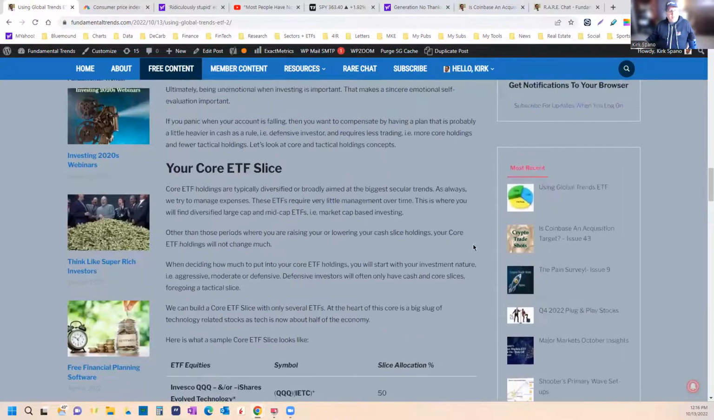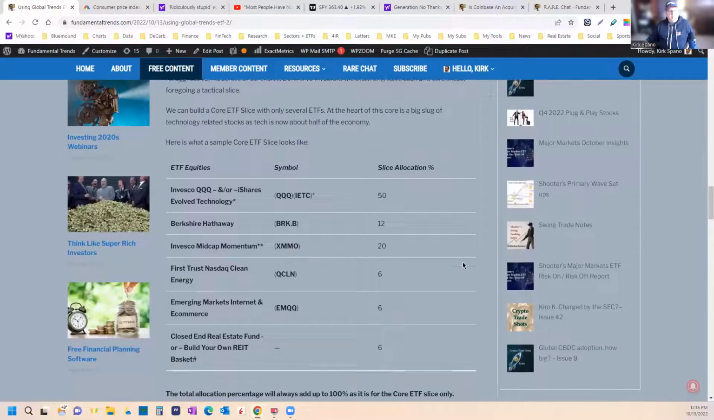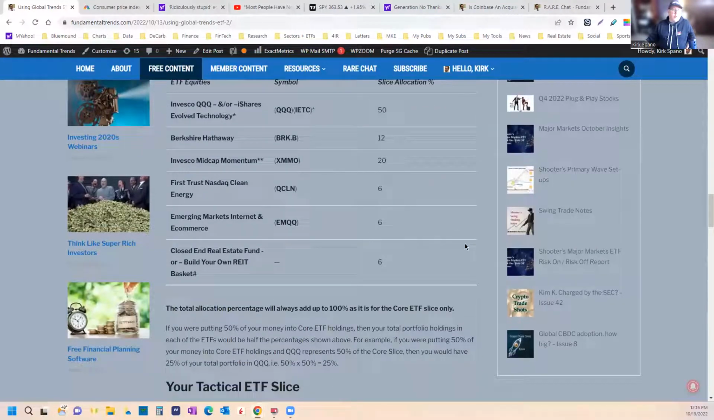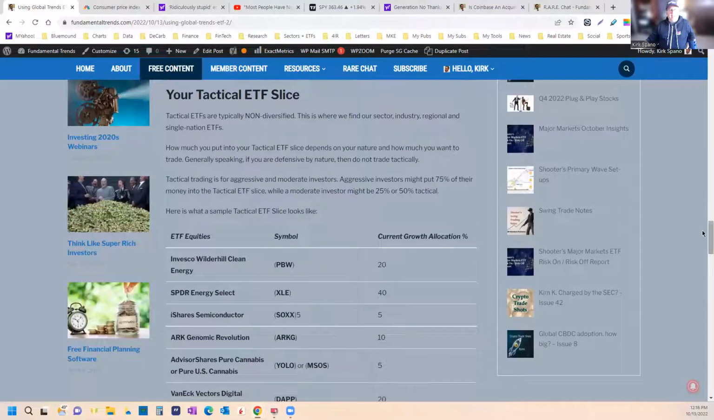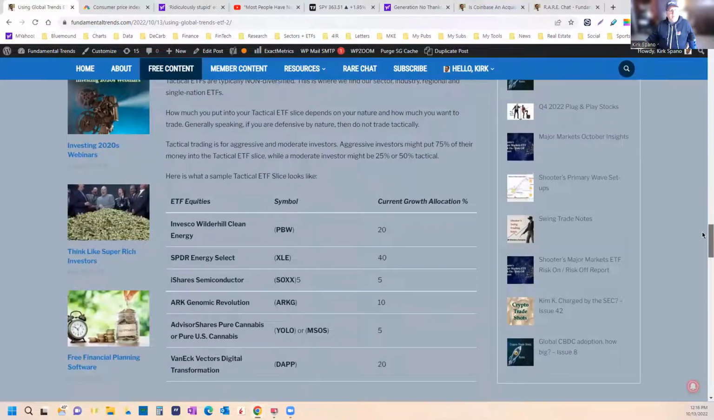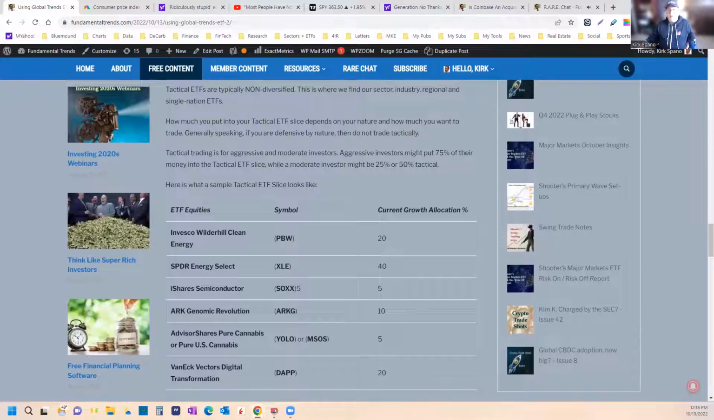But this slice, more importantly, is something that might be a quarter of your portfolio, might be half, might be 3/4. It really just depends on you and whether or not you want to be a little bit more active with a tactical ETF slice. So what you can see is on the tactical side, these are ETFs that you may trade a little bit more often, quarter to quarter or semi-annually. These are just trades that you might have to get in and out of a little bit more often. You don't have to do this.